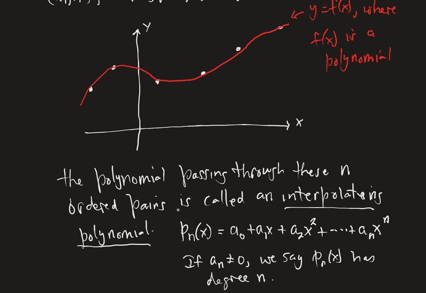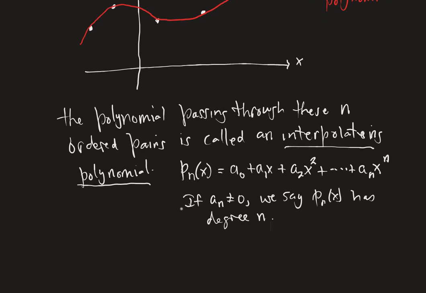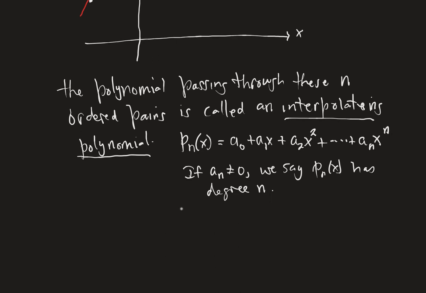This is not a result that I'm going to prove. It's an interesting proof if you ever come across it. But let's see what we could do. Let's say we start with n equals 2, meaning we have two ordered pairs.